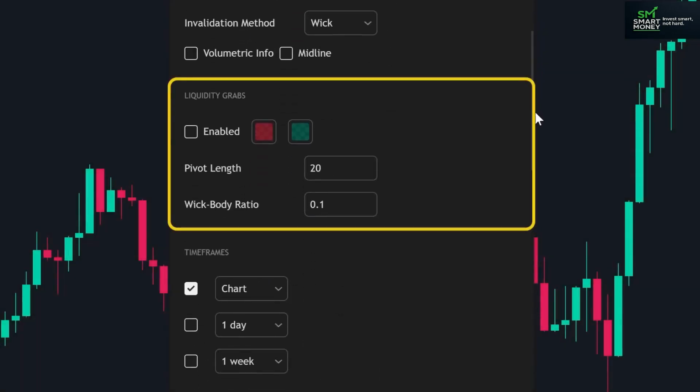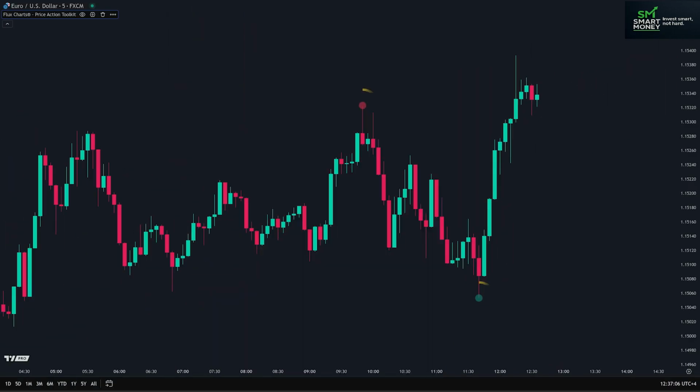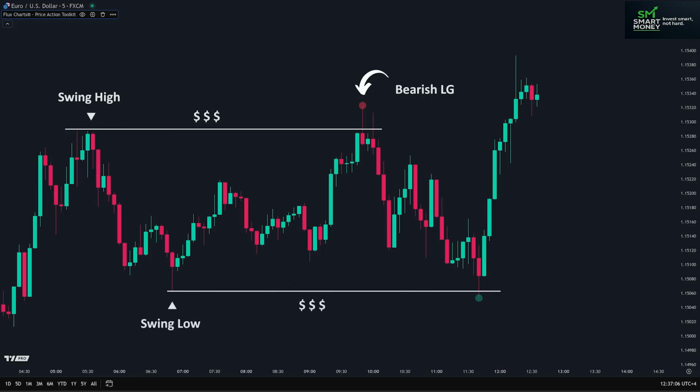Next up, we have liquidity grabs. When you apply it to the chart, you'll notice red and green circles appearing. These represent bearish and bullish liquidity grabs, respectively. When the price wicks above a previous swing high, the indicator identifies it as a bearish liquidity grab, signaling a potential downward movement. Similarly, when the price wicks below a previous swing low, it is marked as a bullish liquidity grab, indicating a possible upward move.